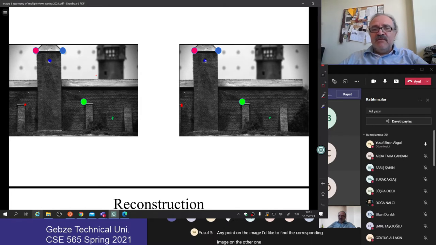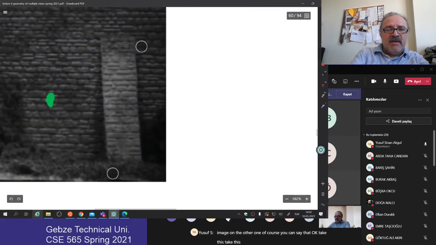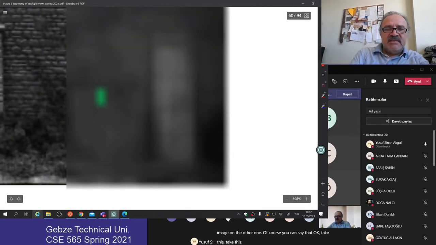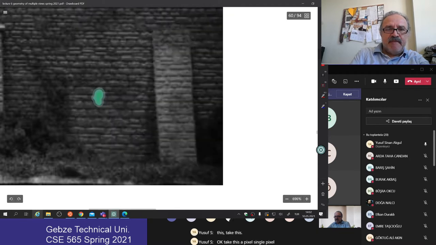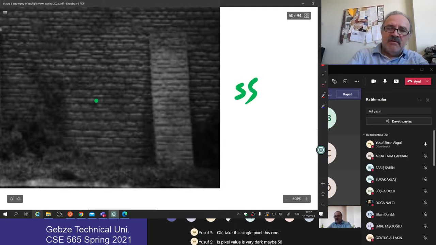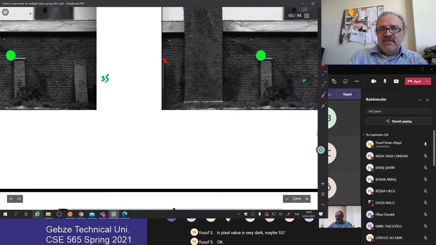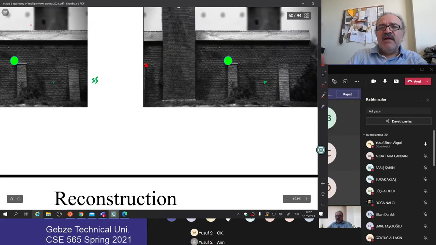Of course, you could say, take this single pixel, this one. Its pixel value is very dark, maybe 55. First, find the epipolar line. This is the epipolar line for that.